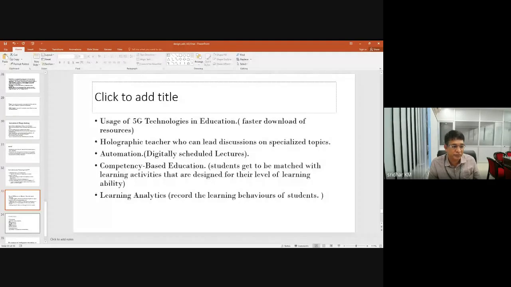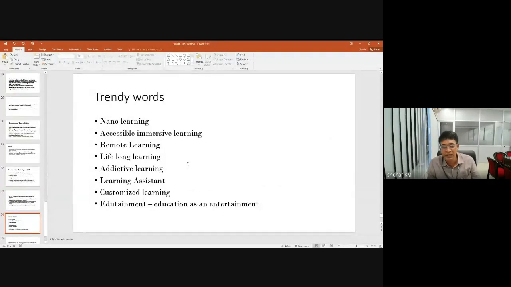So by having sensors to identify the alpha wave, we can capture whether the student is really attentive, whether it is really going into his mind, or he is simply watching it like a film, only with his eyes and not with his mind. So this kind of learning analytics will help to customize our teaching to better improve the teaching-learning experience. So these are the trendy words in education.